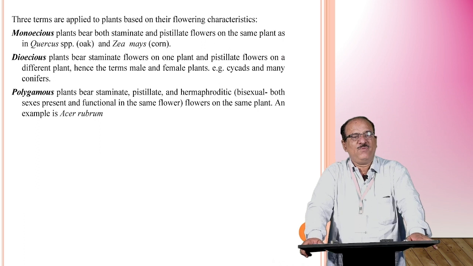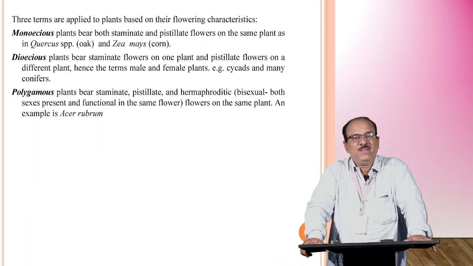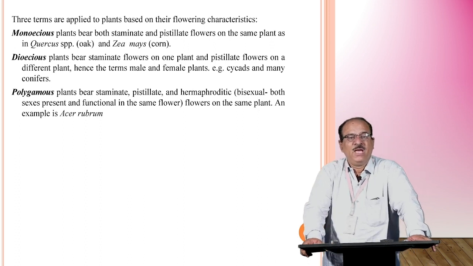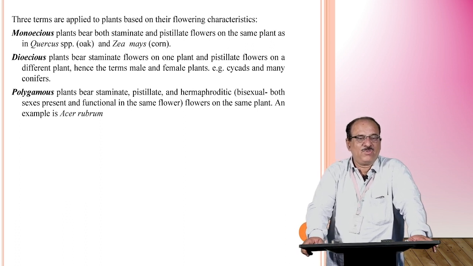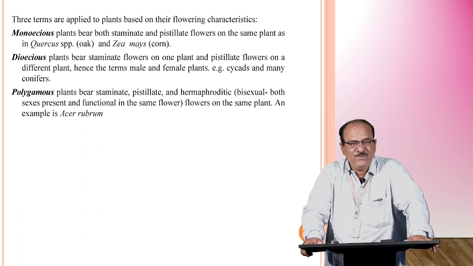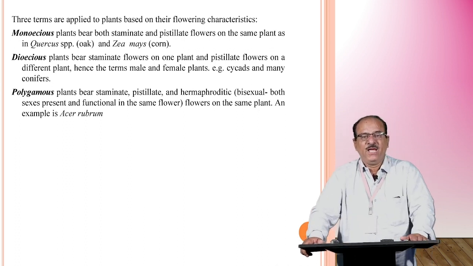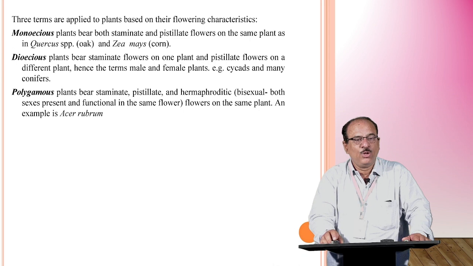Then monoecious flower, where both the stamens and pistils are present on the same plant. Dioecious, where the staminate flowers are present on one plant and the pistillate flowers on another plant. In some cases, we have polygamous plants which have staminate, pistillate and hermaphrodite flowers on the same plant.